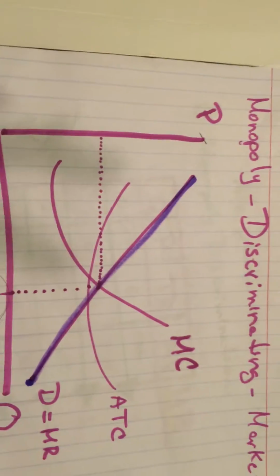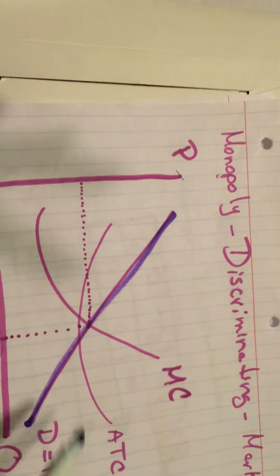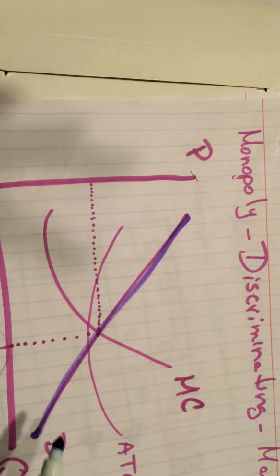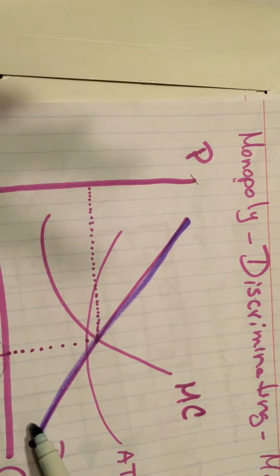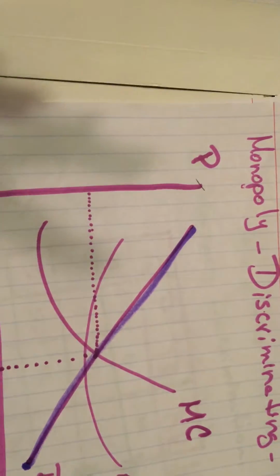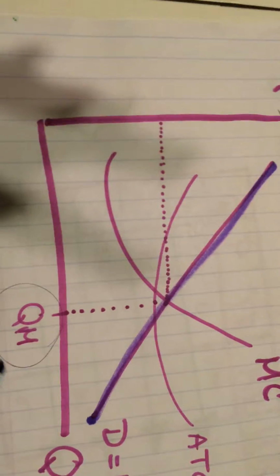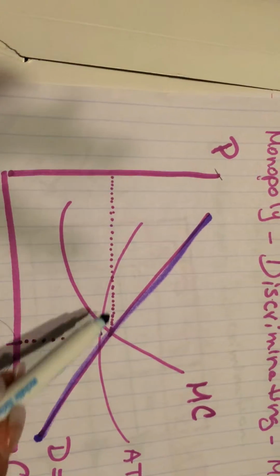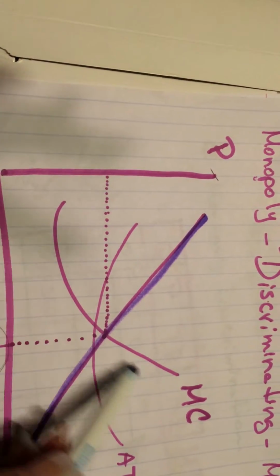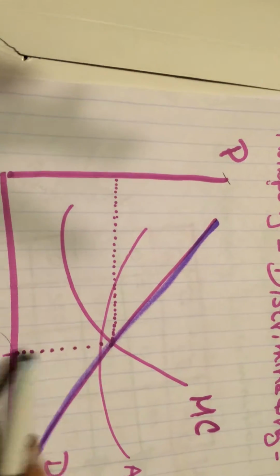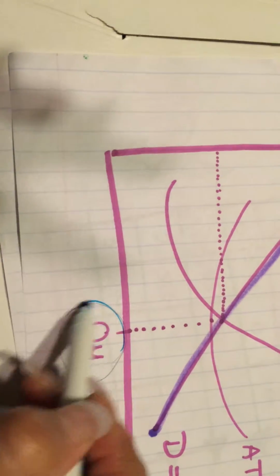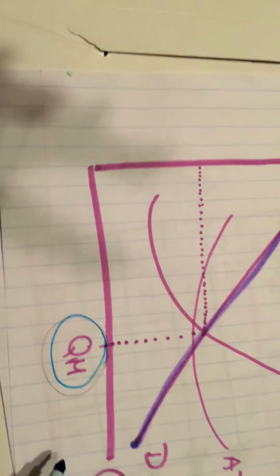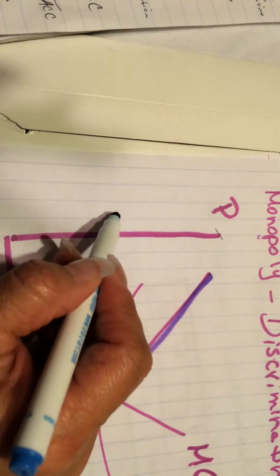In monopoly discrimination, we're going to observe that in this market we have, again, our demand curve, our price, and our quantity, and what determines the quantity of the monopoly. Our average total cost and our marginal revenue are going to intersect, and that is how we determine our quantity of monopoly. And that is going to set the price in equilibrium.